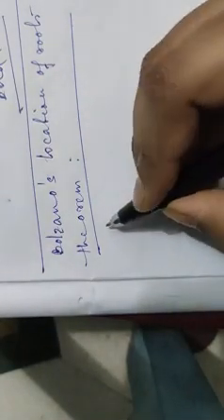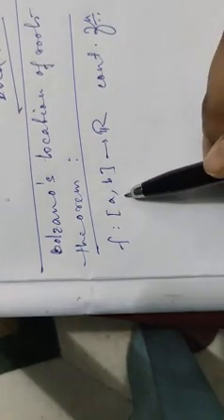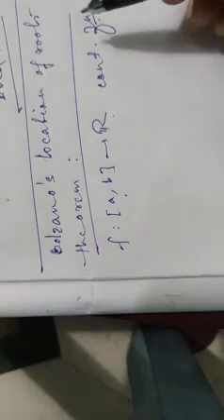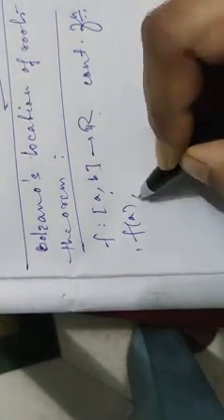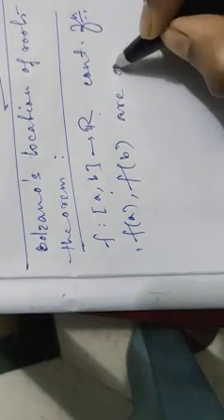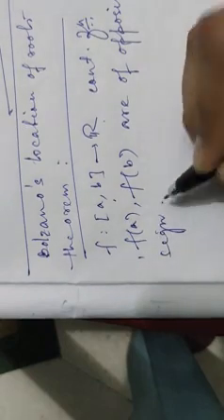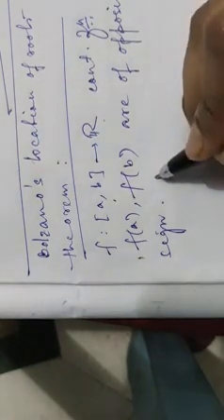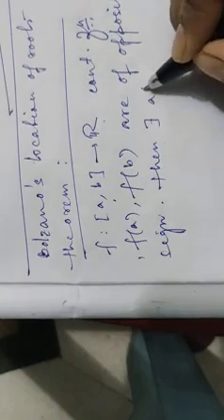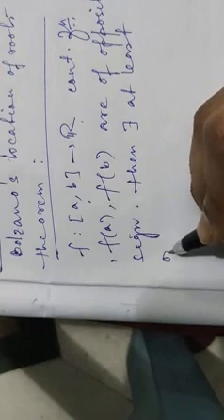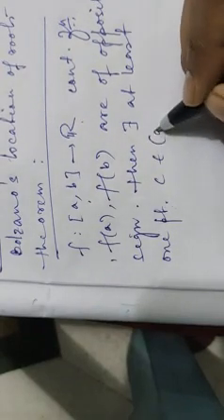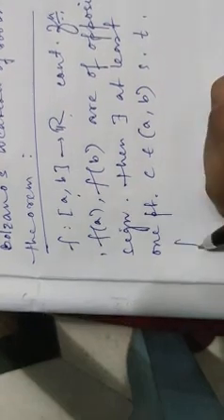So at first, starting with the statement of the theorem: let f from closed [a, b] to R be a continuous function. f is a function defined on closed [a, b] to R, which is continuous, and f(a), f(b) are of opposite signs. That means one is positive, another one is negative. Then there exists at least one point c belonging to open (a, b) such that f(c) equals 0.